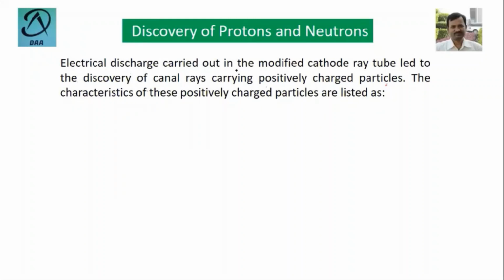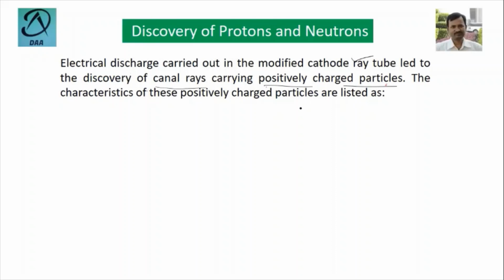Electrical discharge is carried out in a modified cathode ray tube. For discovering the electrons, we used the cathode ray. This is different from the cathode ray tube because these canal rays carry positively charged particles. There we have seen that from the cathode, negatively charged particles move toward the anode, that means the positively charged electrode.